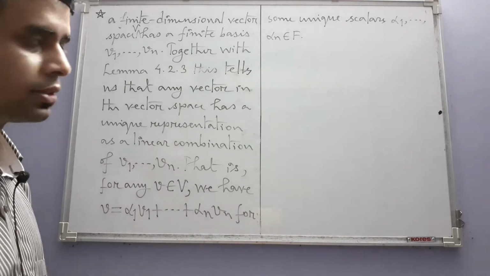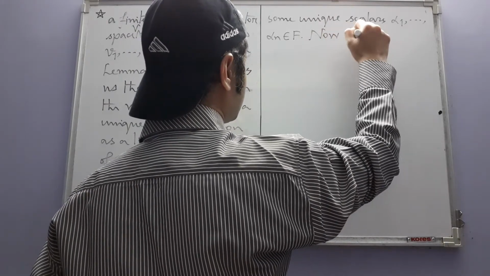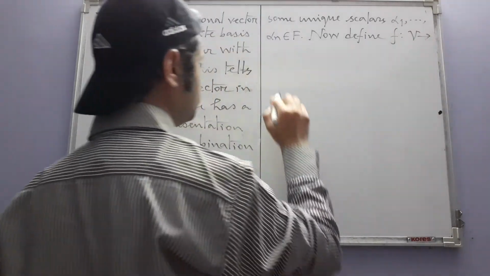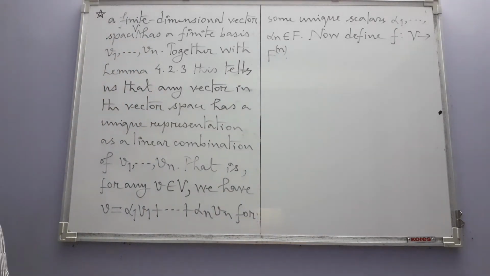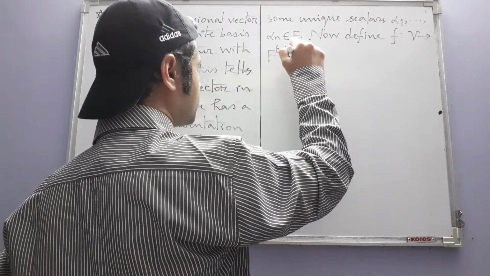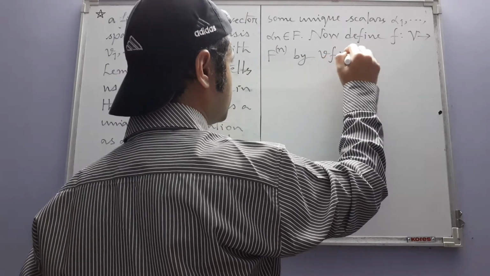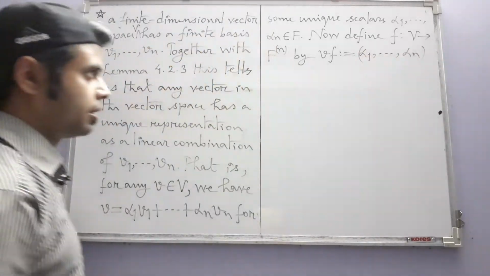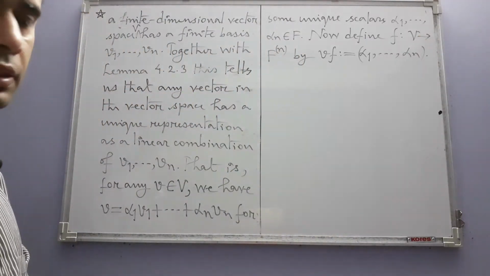Now if we define a function, say from V into the space of all n tuples over the field F, by mapping the vector V to the n tuple of these scalars. Is this function well defined?